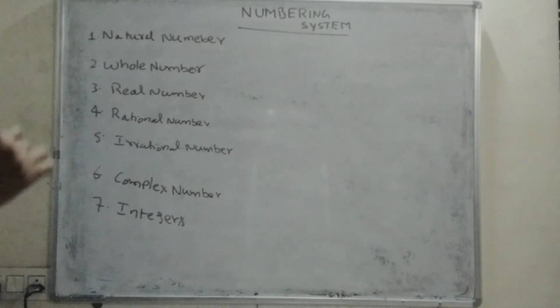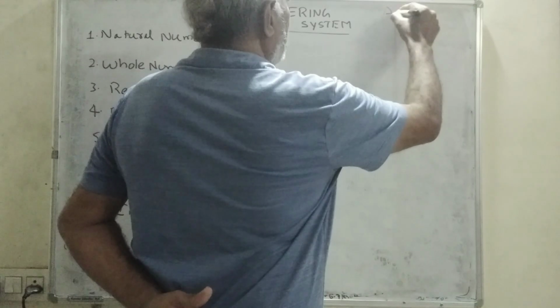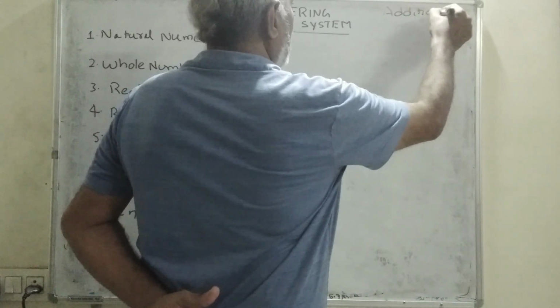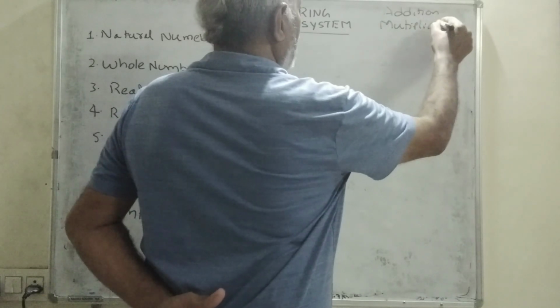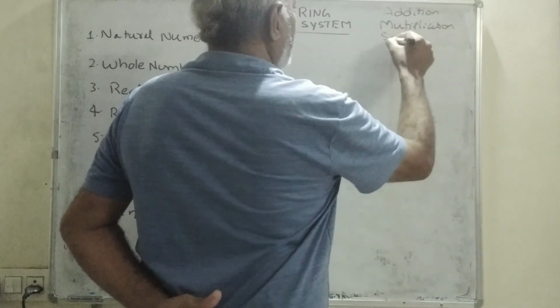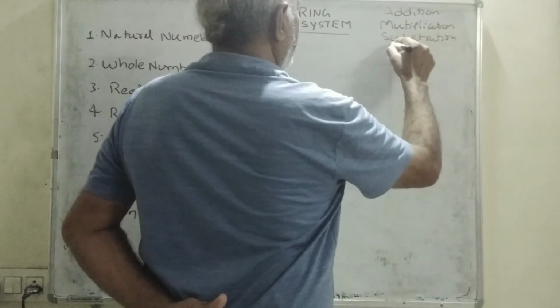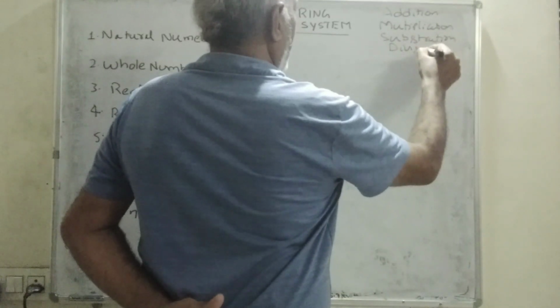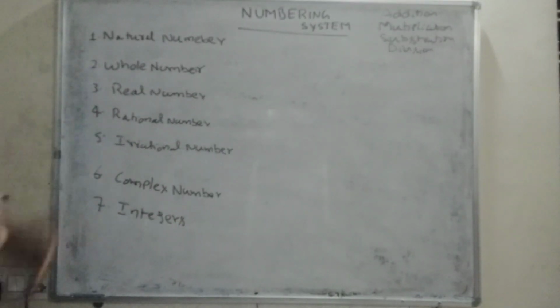Now, basically, the complete mathematics is based upon addition, multiplication, subtraction, and division. So we'll see how these four can apply to these types of numbers.